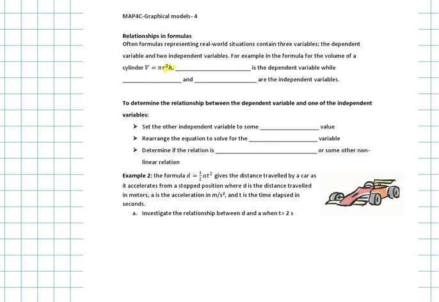So in the case when you have 3 variables, you're going to have to set one of them to be constant. Okay? So which one is the dependent? Dependent is V, the volume. And it depends on the radius and height. So to determine the relation between the dependent variable and one of the independent variables, we have to set the other independent variable to some constant value.